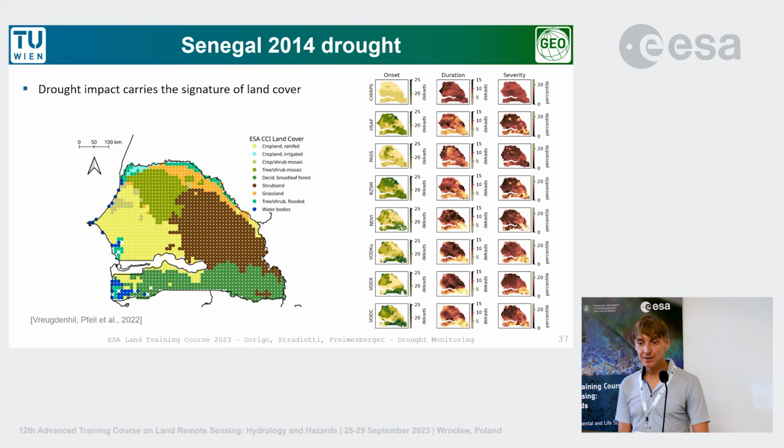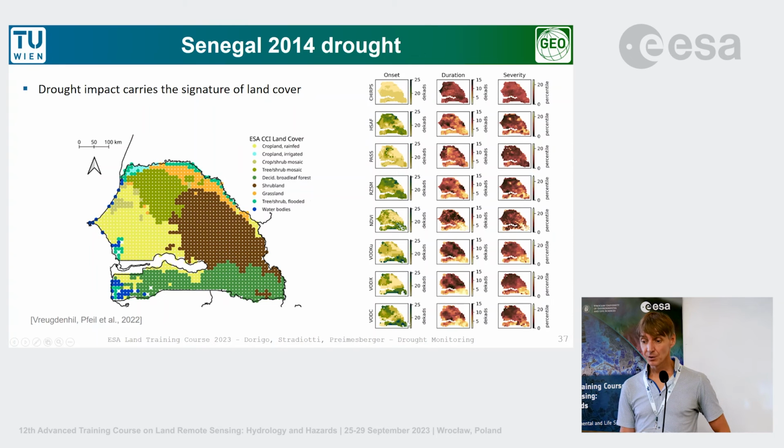What we see here is the same region again. So this is natural vegetation, so broadleaf forest. This is shrubland, cropland here, and also rain-fed cropland, and some irrigation here along the river. And you can see at the right that different land cover types react differently to drought. And that's also important to notice.